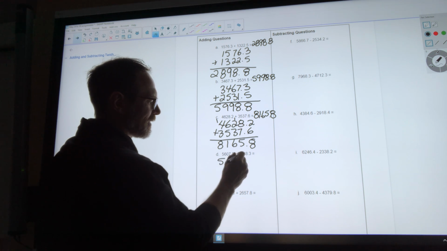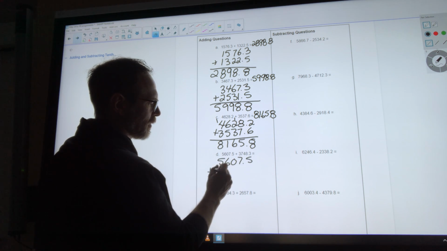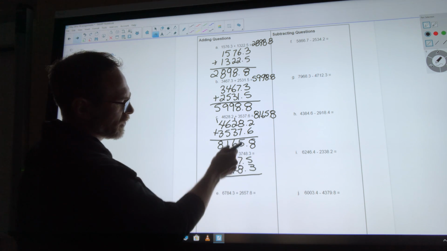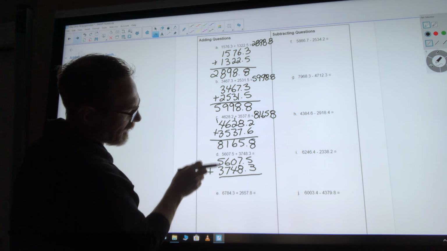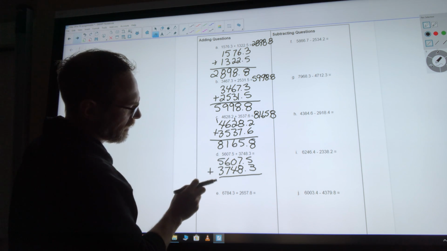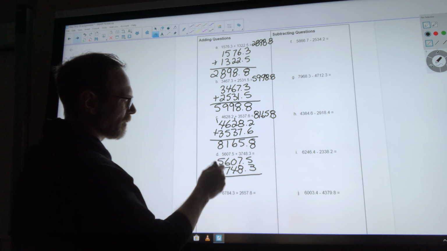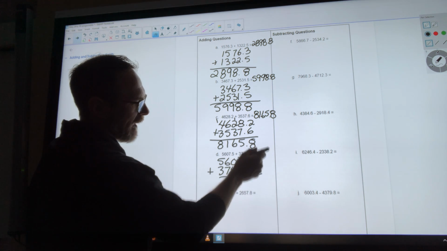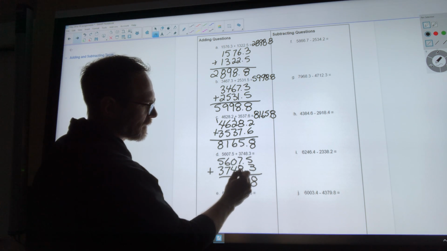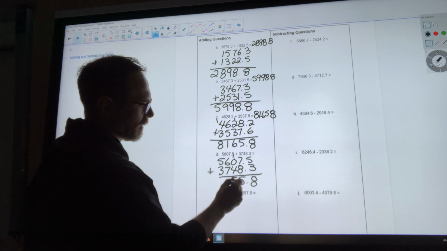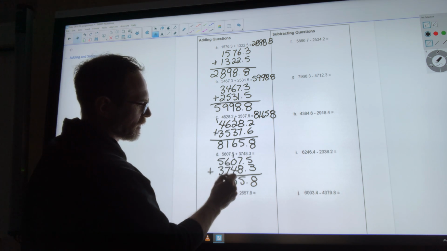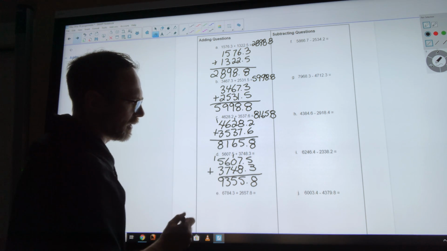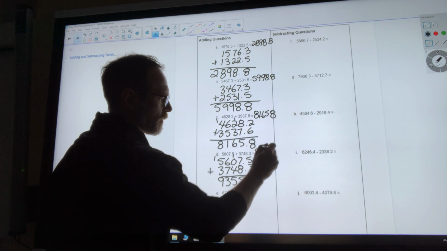D is 5,607.5, and I'm adding 3,748.3. My answer is going to be 9,000, right? 5,000 plus 3,000 is 8,000. 600 plus 700 is 1,300. So we're going to be in that 9,300 area, roughly. 5 and 3 is 8. 7 and 8 is 15, so I'm going to carry the 1. That's going to give me 5 here. 6 and 7 is 13, carry the 1. 1 and 5 is 6. 6 plus 3 is 9. 9,355.8.